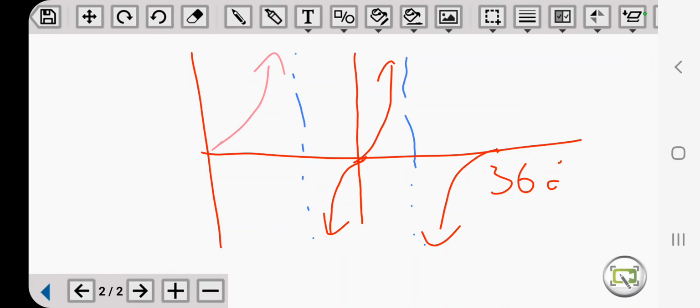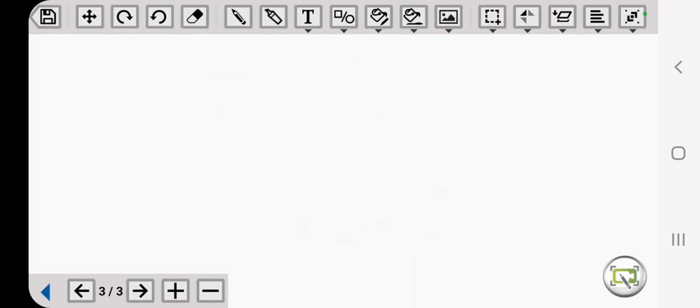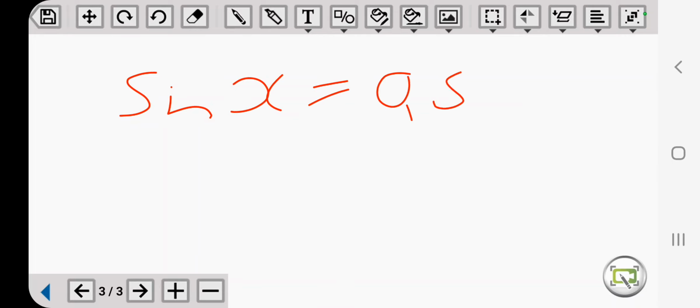Right, let's have a look at one example where we need to solve a trigonometric equation, and specifically I'm going to ask for the general solution. So let's look at sine x, and if they give us that sine x is 0.5, they can ask us to find the general solution.